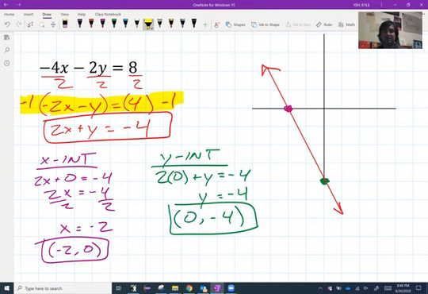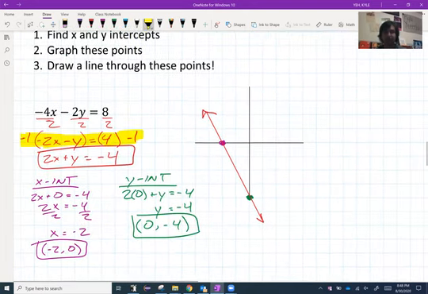After that, it was the same process, x-intercept, y-intercept, x-intercept plugging in 0 for y and solving, y-intercept plugging in 0 for x and solving, finding those 2 points, -2, 0 and 0, -4, and plotting them on the graph.